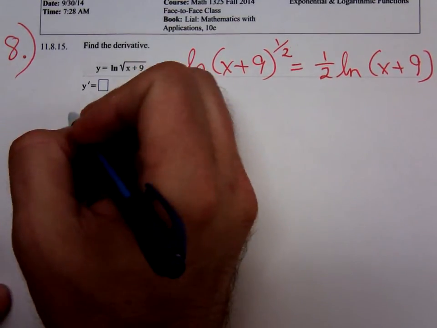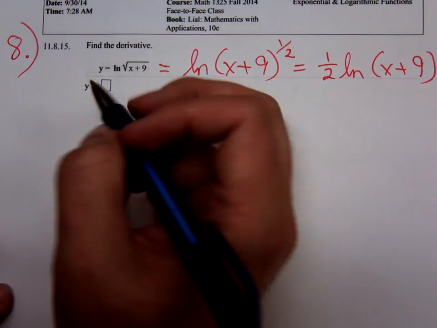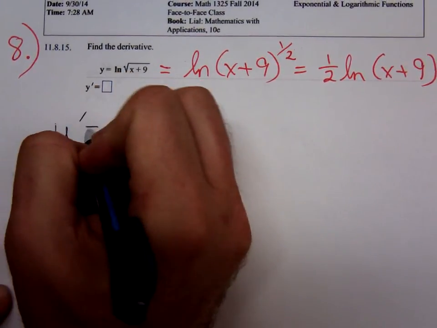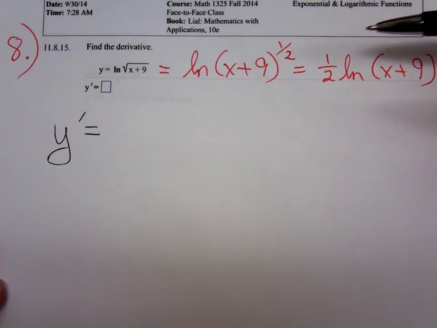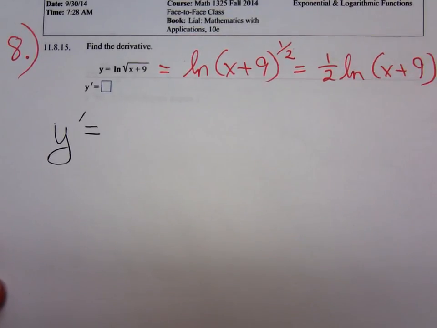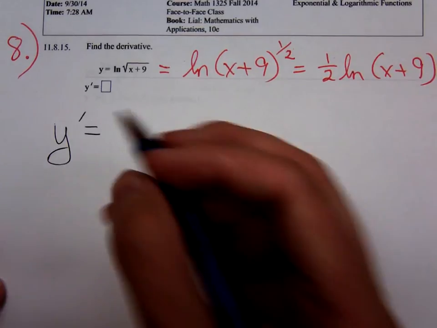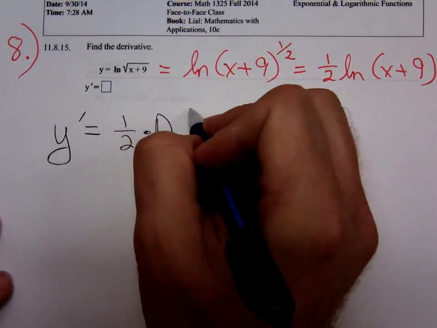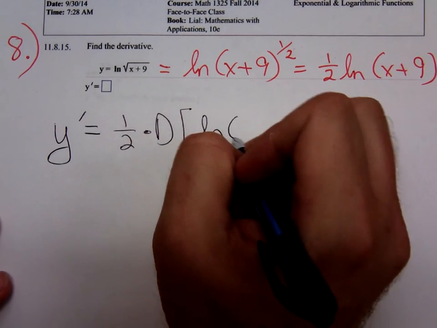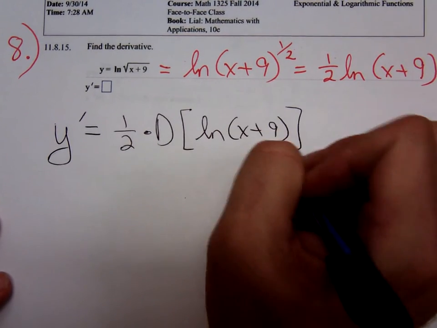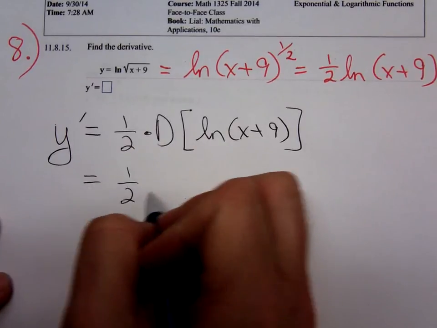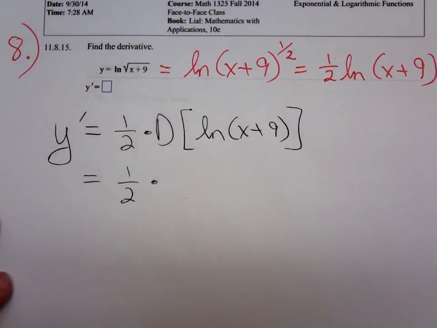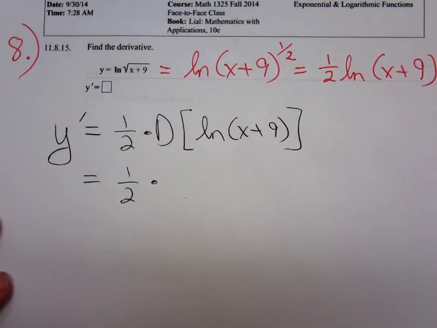So now I'm going to differentiate. y prime equals, it's a number times the natural log of x plus 9. What am I going to do with that number, that coefficient, the 1/2? I'll bring it down. I'm just going to bring it down and then multiply by the derivative of the natural log of x plus 9. So we have a 1/2 times, to differentiate the natural log of a function of x.